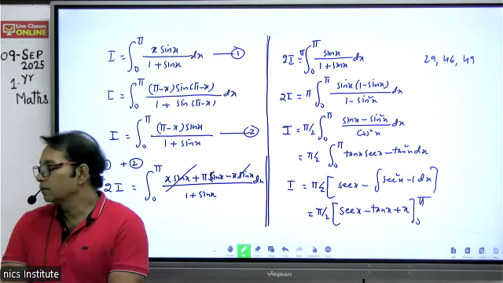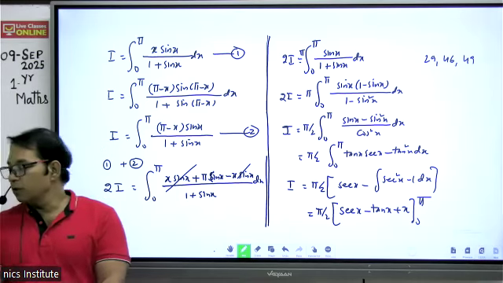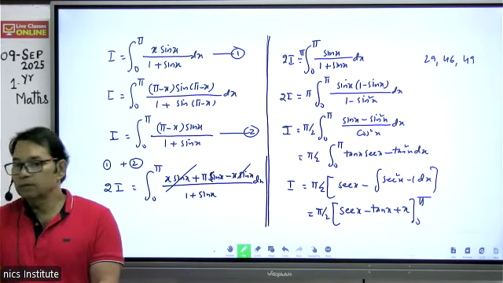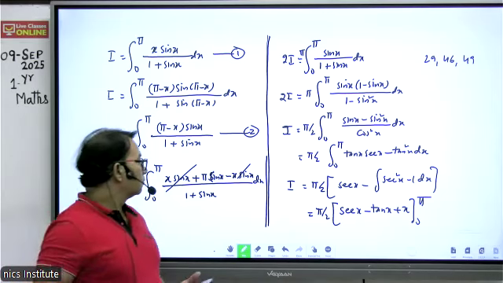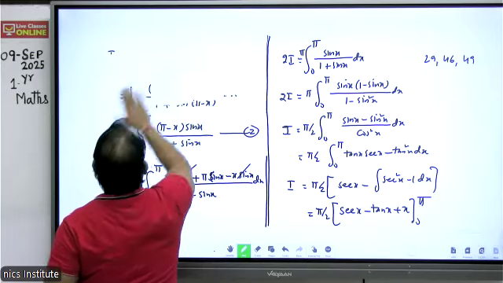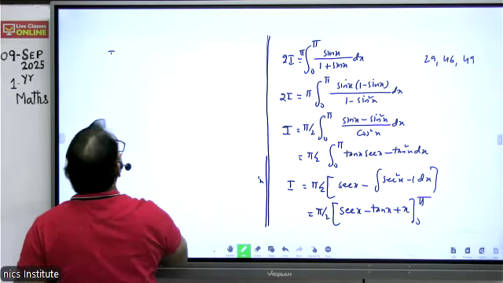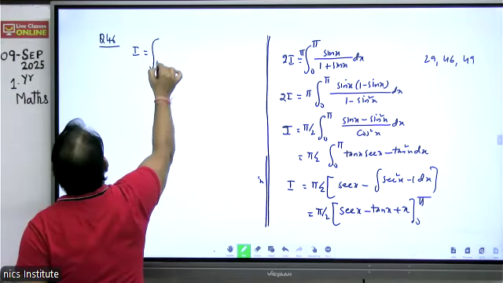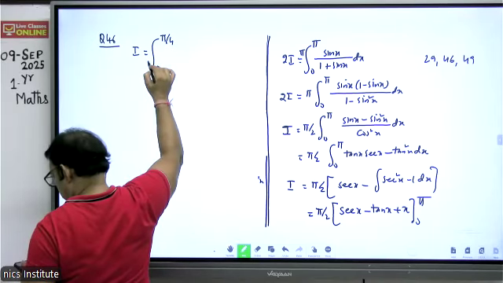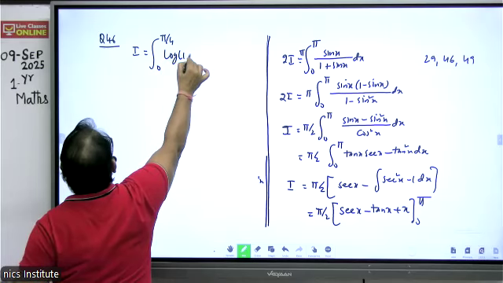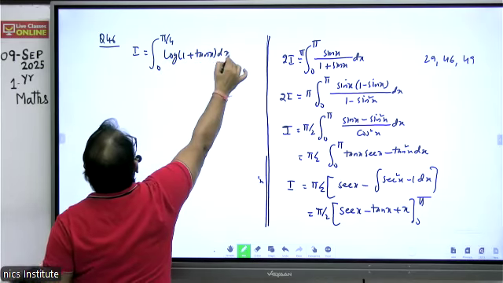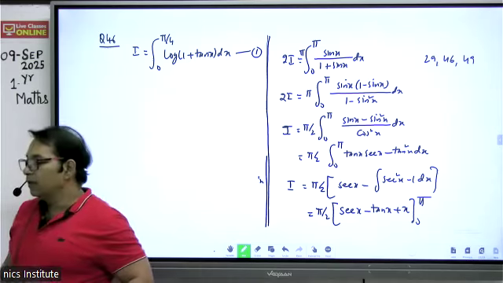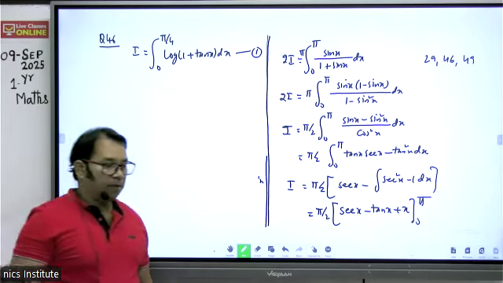Next, sec pi is minus 1, tan pi is 0, sec 0 is 1, and the rest is 0. Another important question is log of 1 plus tan x. Again, the same property, 0 to a. The lower limit is 0, so apply the property, then use the formula for tan of a minus b. Simplify, add.